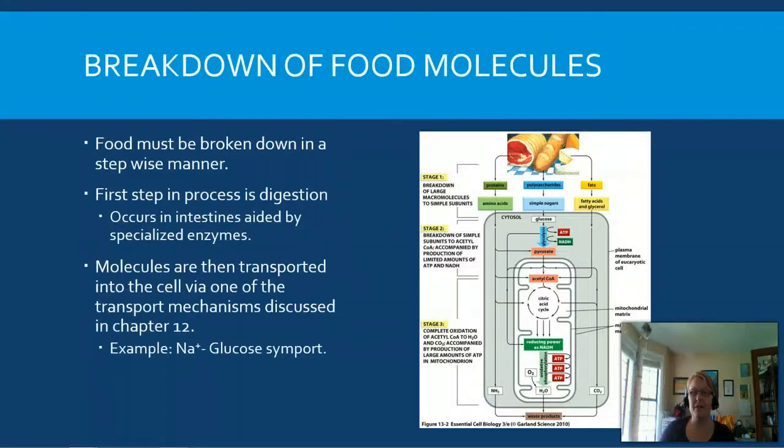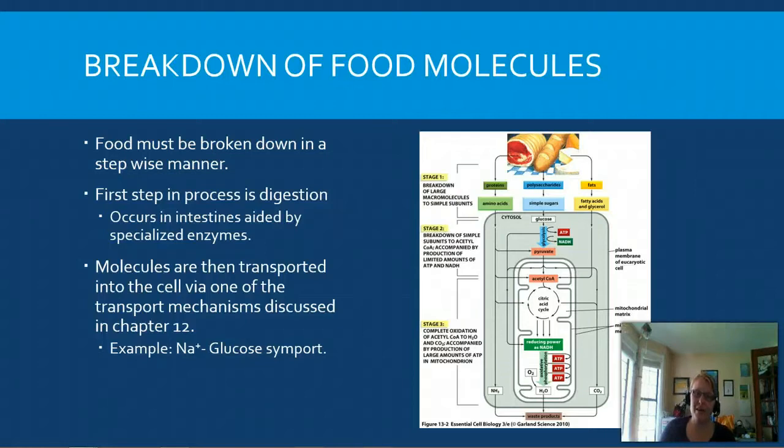So we have to start by breaking the food down, right? Every time we talk about cellular respiration, we talk about the glucose just being this perfect molecule that's ready to enter the system. Well, that's not always the case, right? That's not how we eat it. We don't just ingest straight glucose. We ingest three of the four types of macromolecules: proteins, polysaccharides, and fats.